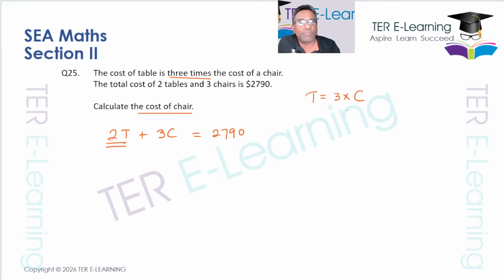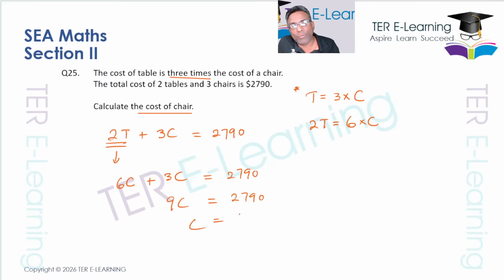Now, if the cost of 1 table is 3 times the cost of a chair, then 2 tables will be 6 times the cost of a chair. So I'm going to replace this here and call this 6C plus 3C is equal to $27.90. So the cost of 6 chairs plus 3 chairs is $27.90. Therefore 9 chairs is $27.90, so the cost of 1 chair will be $27.90 divided by 9.